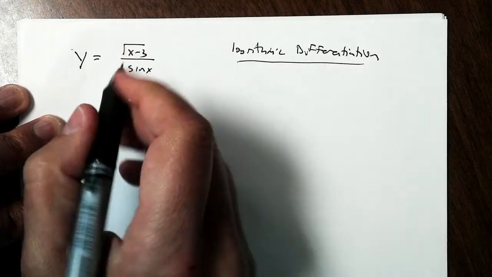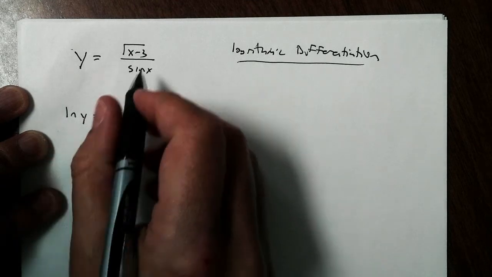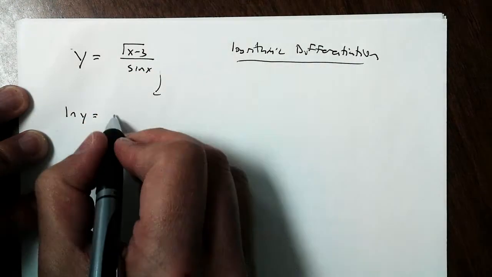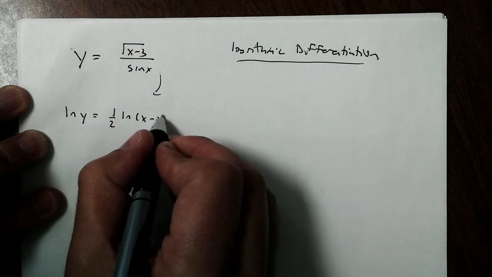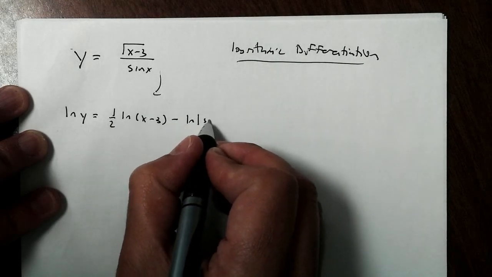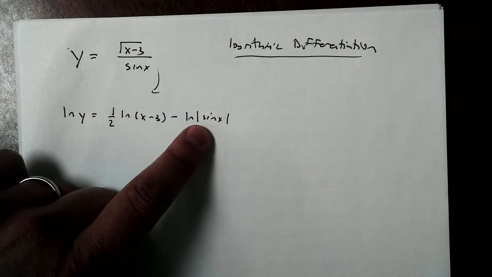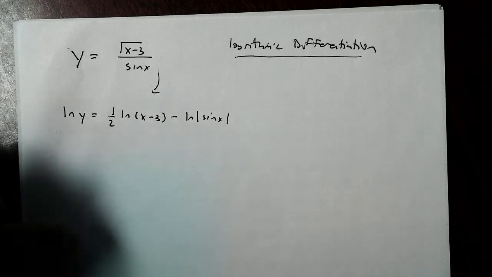Now we're going to talk about this later on, but I can go and introduce it to you. What you do is you can take the log of both sides. The natural log of y equals, and if I take the natural log here, I can now use my properties. I will get 1/2 natural log of x minus 3 minus the natural log of the sine of x. Now remember, this has to be an absolute value. We saw that in our video earlier because there are values for sine that can be negative.